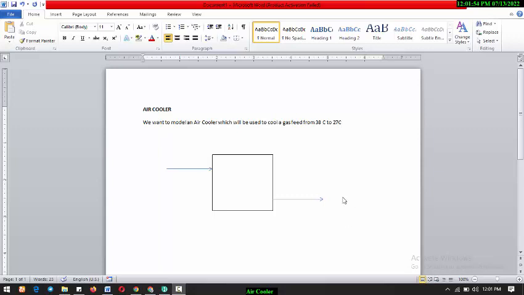Okay, so we are going to be looking at how to model an air cooler using Aspen HYSYS. In our case study, we are going to be using an air cooler in Aspen HYSYS to reduce the temperature of a gas mixture from 38 degrees Celsius to 27 degrees Celsius. So basically, that's what we're going to be doing.